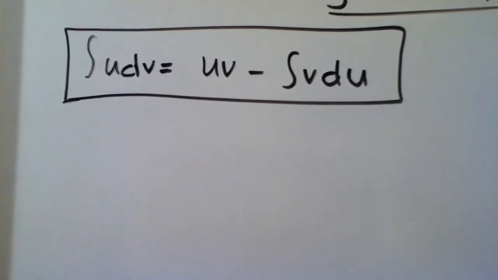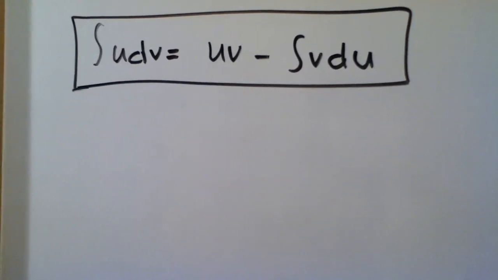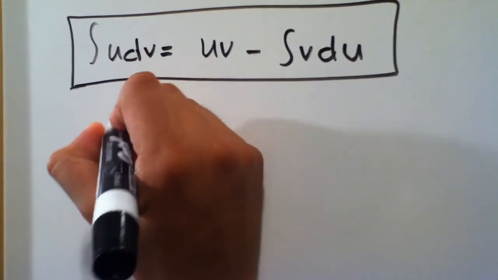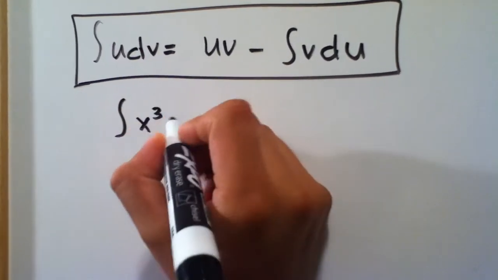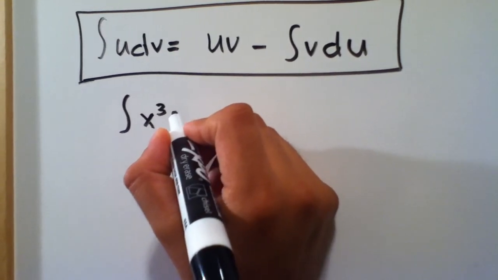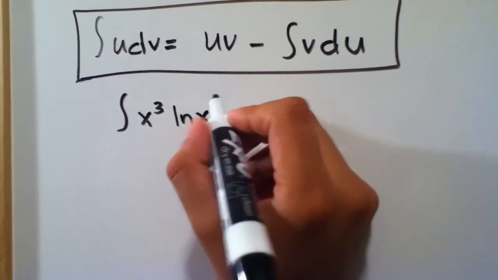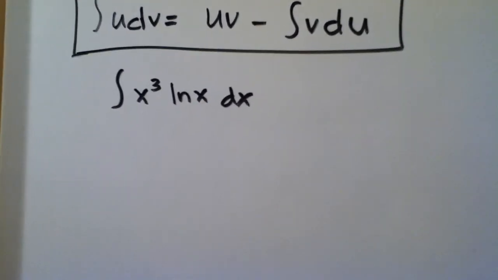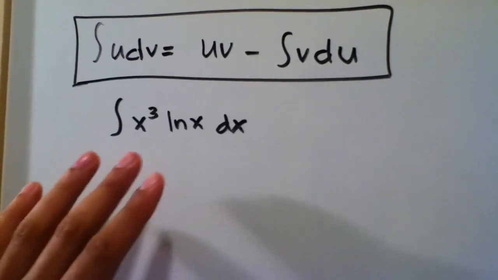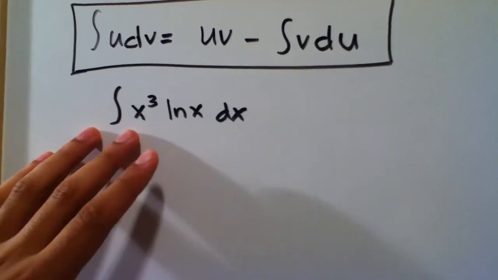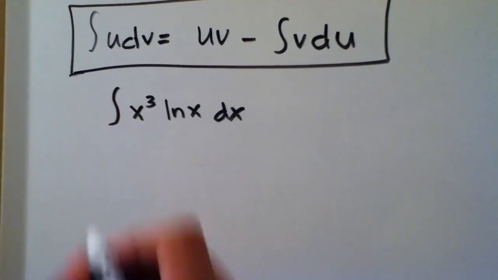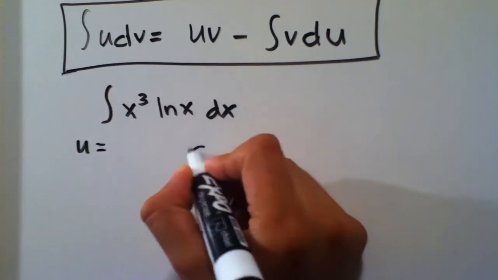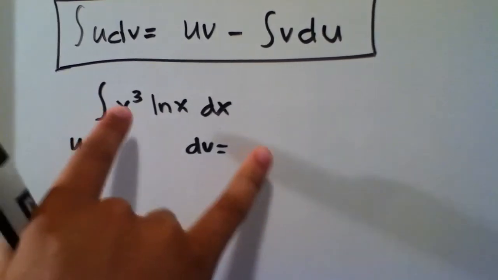Now let me get to what this means, and I'll do this through an example. I think that's the best way to learn this. So if you have the integral of x cubed times the natural log of x, and this is your integral, you have a choice of assigning a u, and you have to split this up into u and a dv. So you can split this up into two parts.